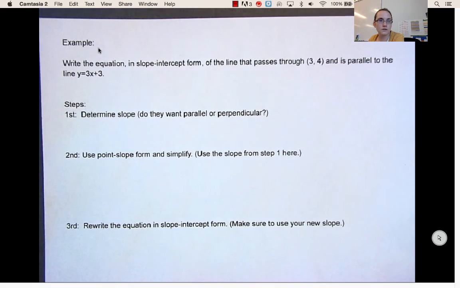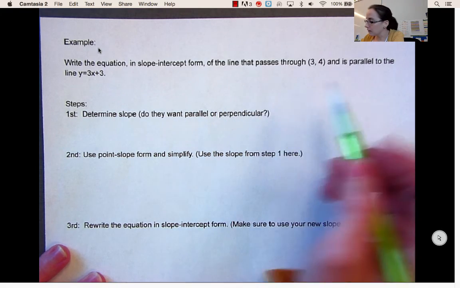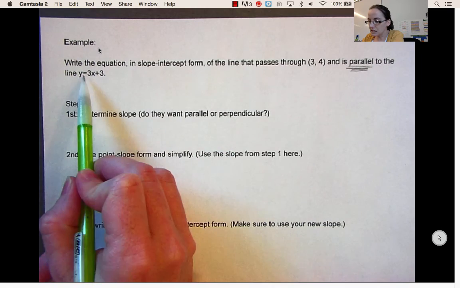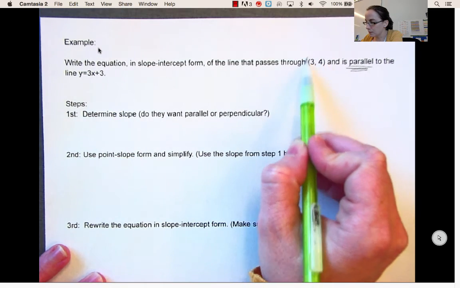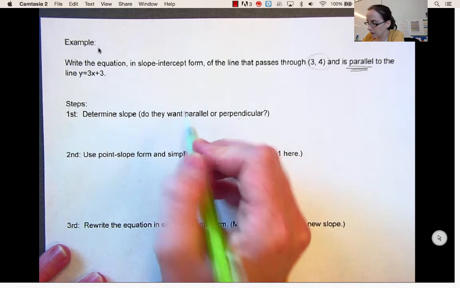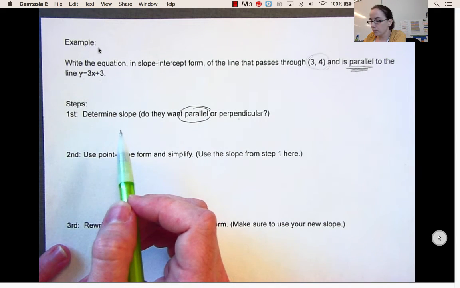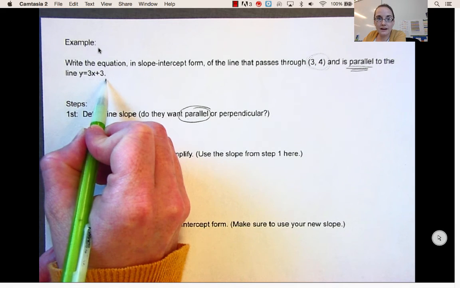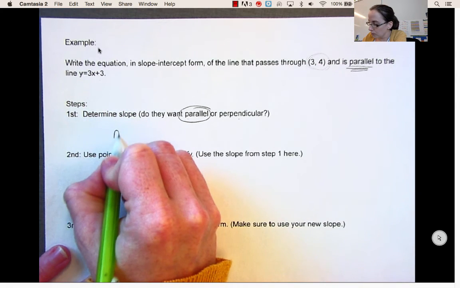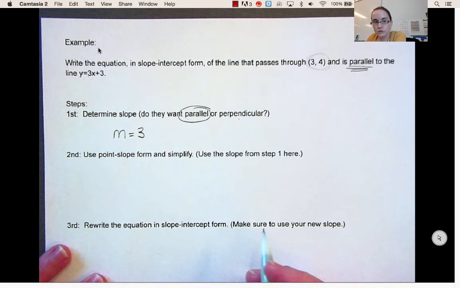So in the case of this first example, it's asking us to write an equation of a line that is parallel to this line, and it passes through this point. So the first thing that we're going to do is we need to determine, do they want parallel or perpendicular? They want parallel, and so we need to figure out, well, what is the slope? If we're going parallel to this line, then the slope is the same. So the slope, the m, is 3. Now we can use point slope form and simplify it into slope-intercept form.